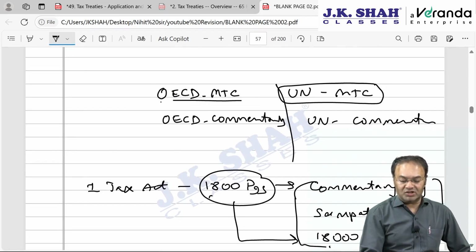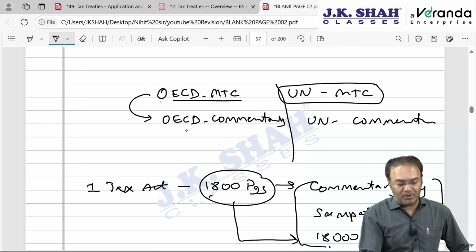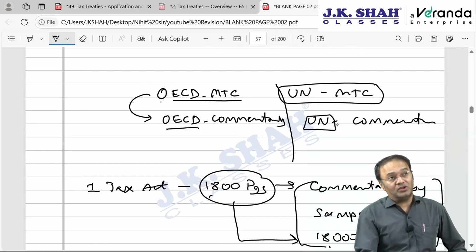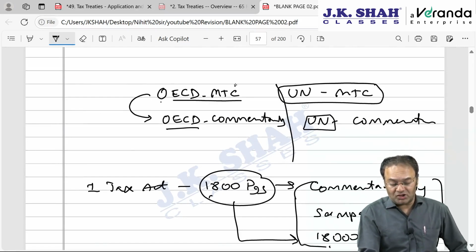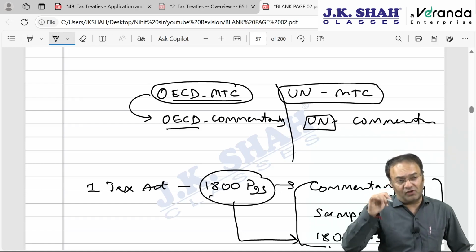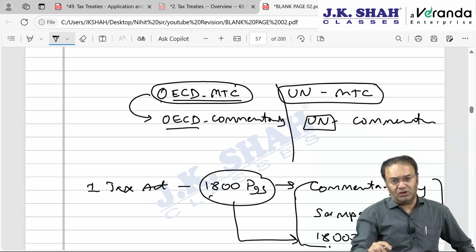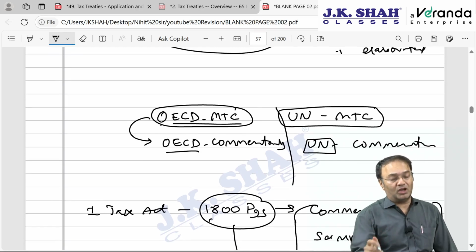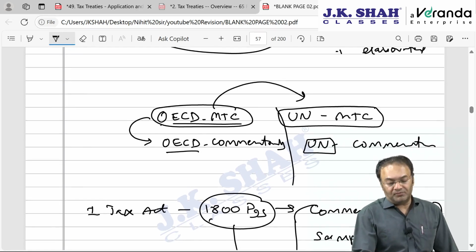Same way, internationally there are two commentaries available. One is published by OECD, another is published by the United Nations. Now the OECD Model Convention was the primary. In the world, they were the first people to introduce the model tax convention, or the idea of DTAA, between two countries. UN followed it later, after a number of years.